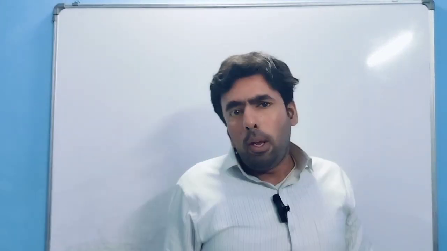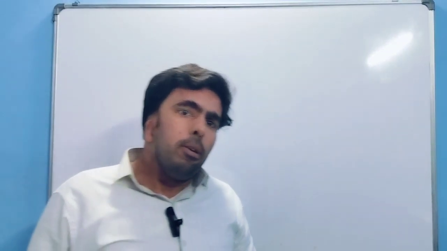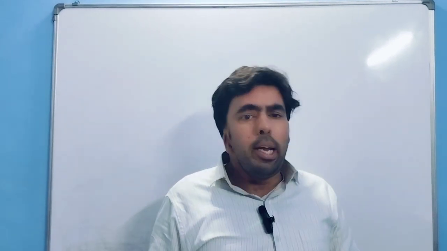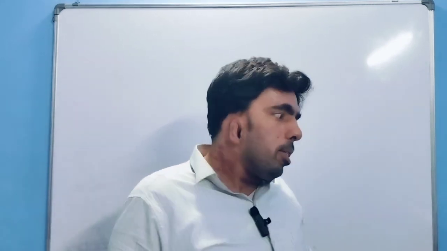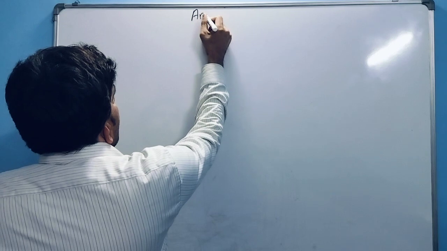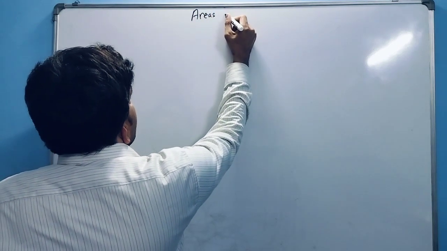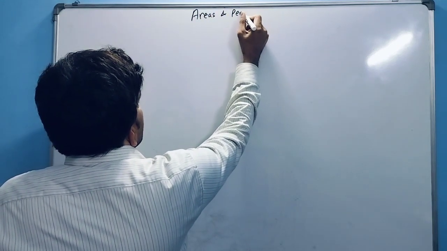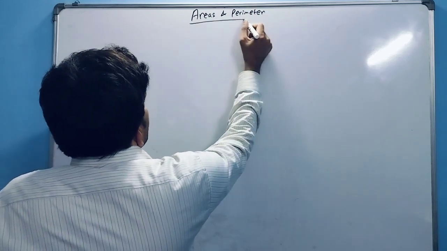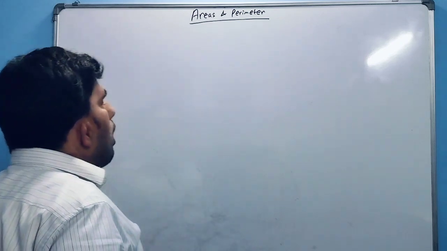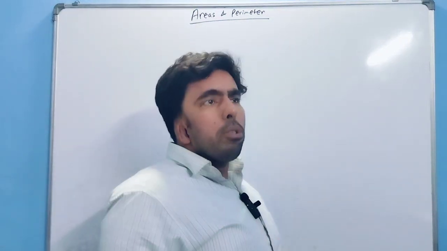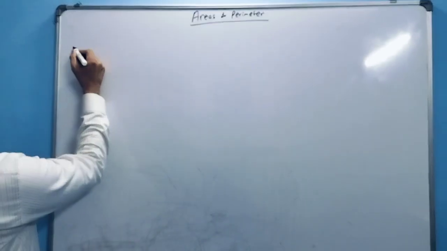Good morning, students. Today we'll try to learn and find the areas and perimeter of various closed figures. Let us see how they differ from one another. One by one, we'll discuss.